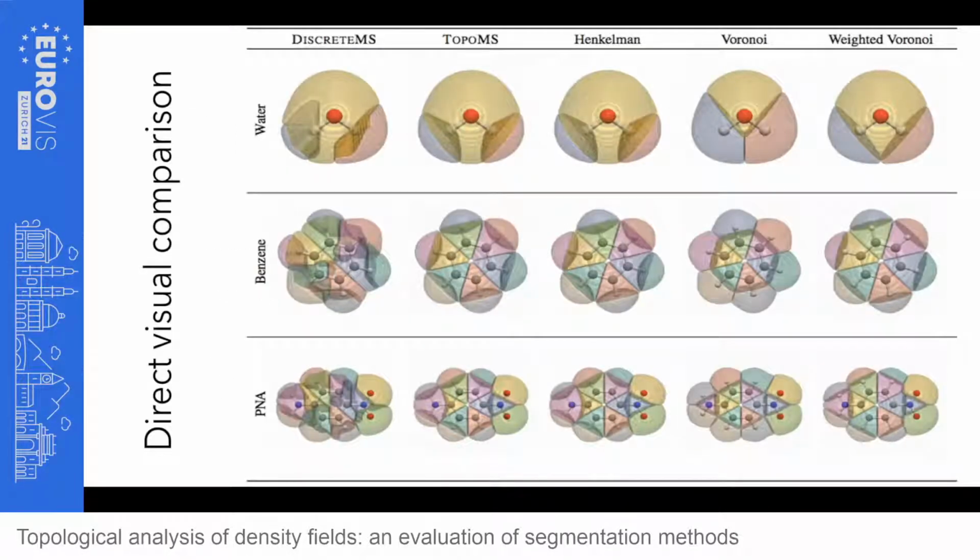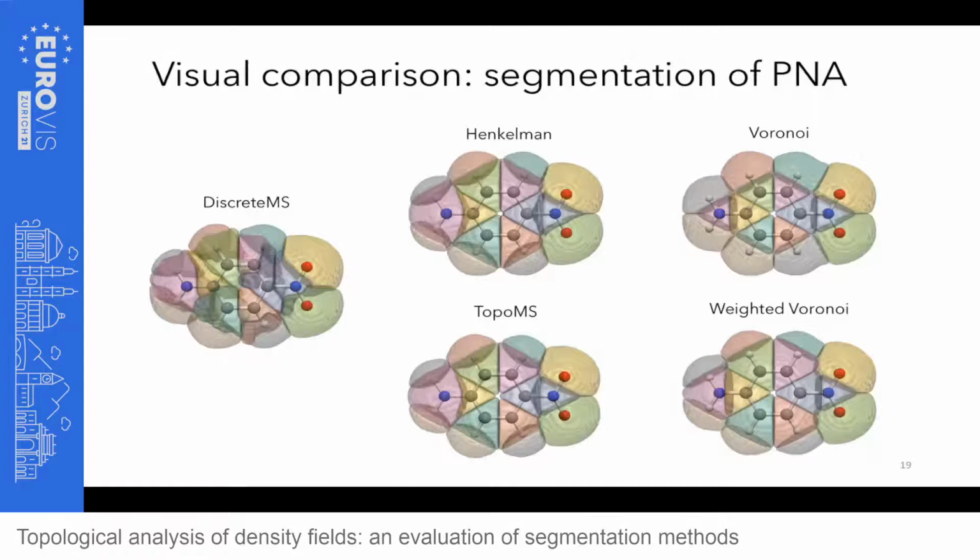Now I will talk about the evaluation of the segmentation obtained using these methods. For molecular datasets, we can use direct visualization of the atomic segments for a visual comparison. This provides a more qualitative comparison of the methods. Let me discuss the visual comparison for one of the molecules in more detail.